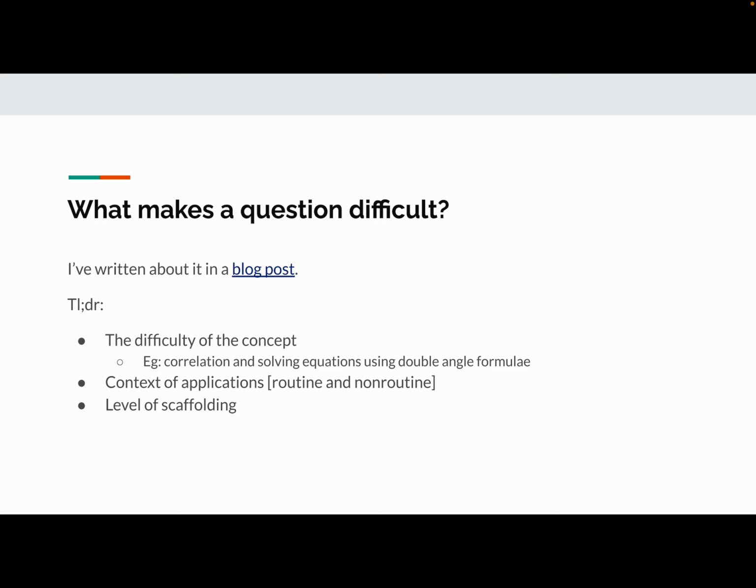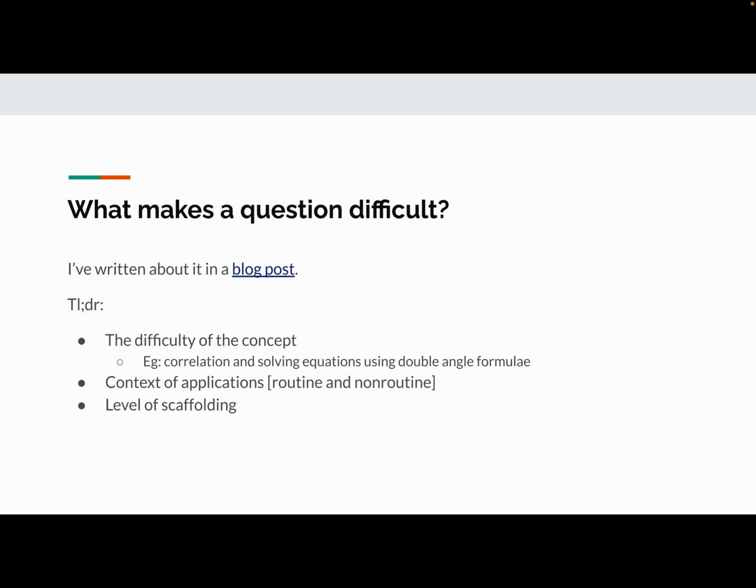So let's take two topics, correlation and solving equations using double angle formulae. Correlation, frankly, is a lot more straightforward, especially at the IB/A level, right? We're not going to get into the intricate working of it. It's just, well, a formula. Or in IB it is literally a GDC topic. You enter all the data points, and it's going to spit out the equation of a line. It's going to spit out the Pearson's correlation coefficient. Frankly, there's nothing too demanding about it. Versus solving equations using double angle formulae.